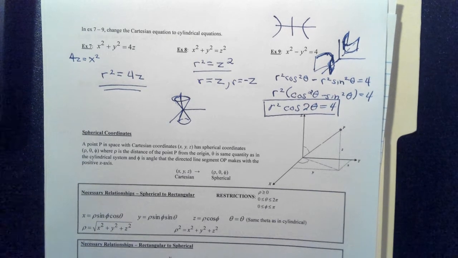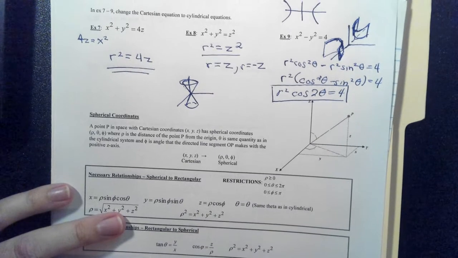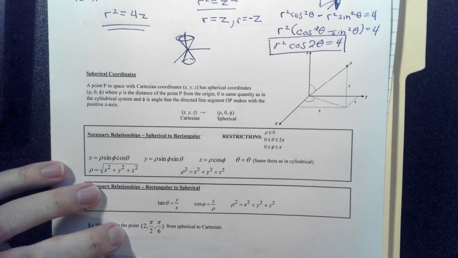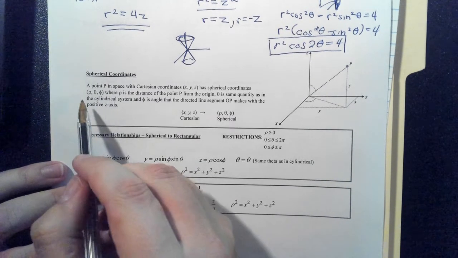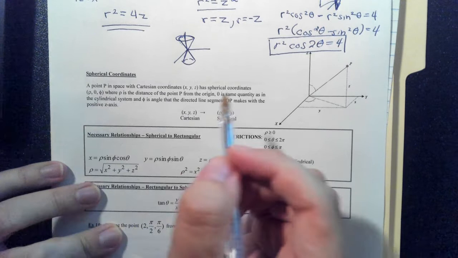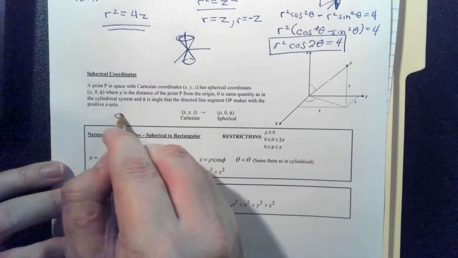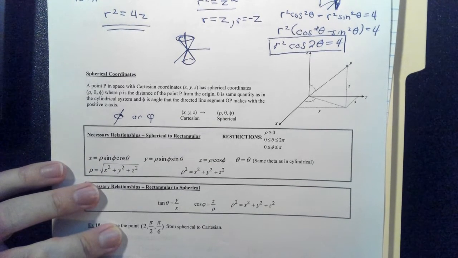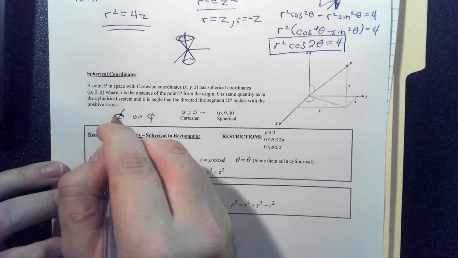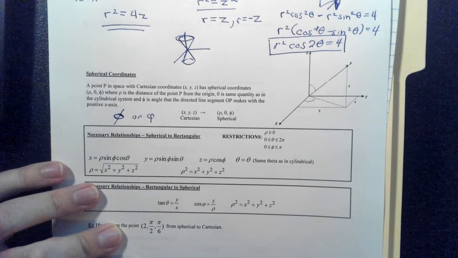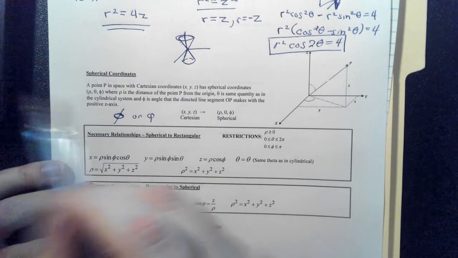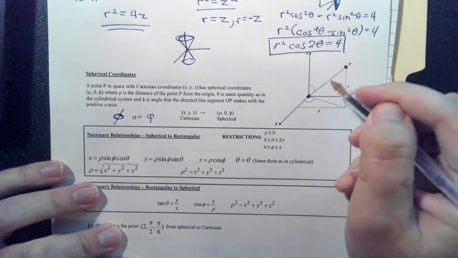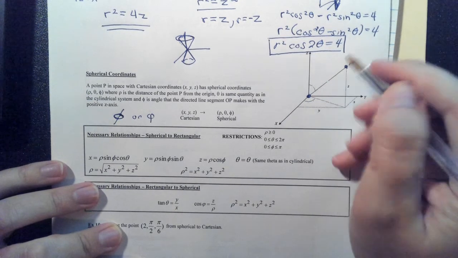What if I wanted to do spherical coordinates? Spherical coordinates are a different concept than cylindrical coordinates. Spherical coordinates use rho, theta, and phi. Phi may be written like this, or more like this, but they're both phi. They're used interchangeably. Rho refers to the distance from the origin to whatever point I'm describing. So this length right here is rho.